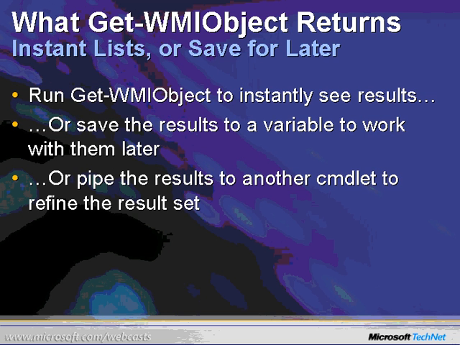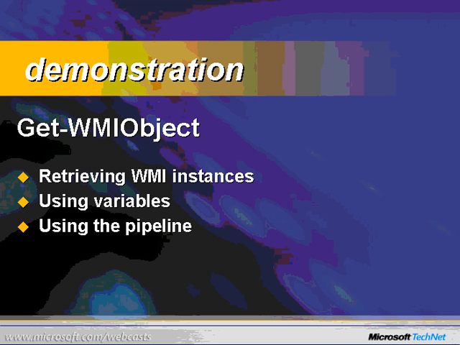So when you run this, what do you get back? Well, you get lists. You can either run Get-WmiObject to instantly see the results, or you can save those results to a PowerShell variable to work with them later, or you can pipe the results to another cmdlet to refine the result set. And that's what I'll look at a few examples of right now in Windows PowerShell. Let me pull up PowerShell here.